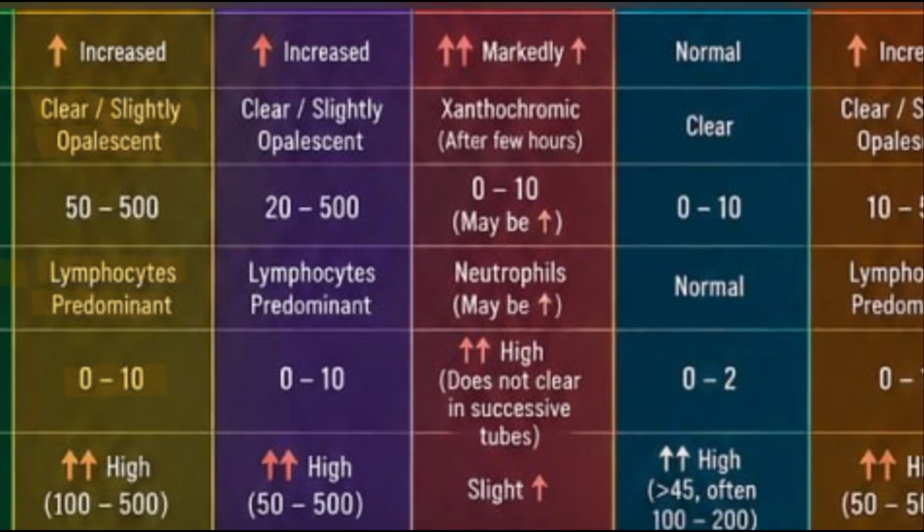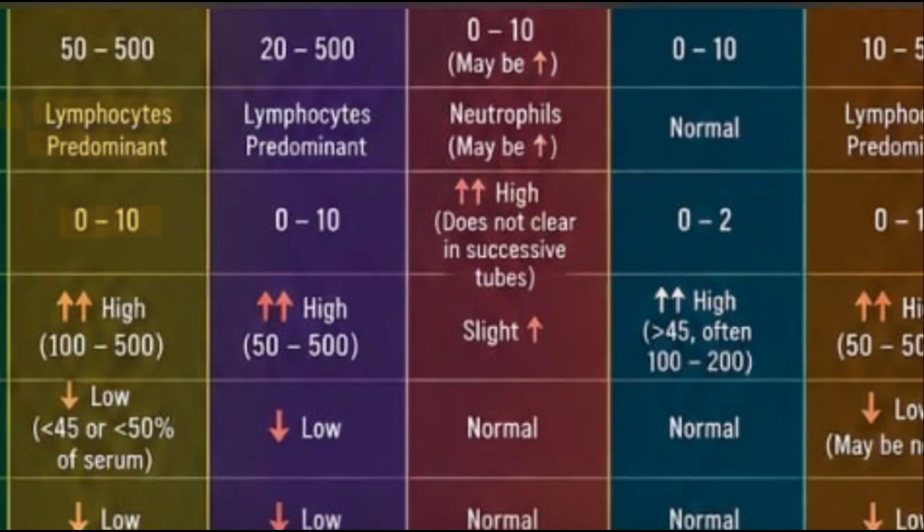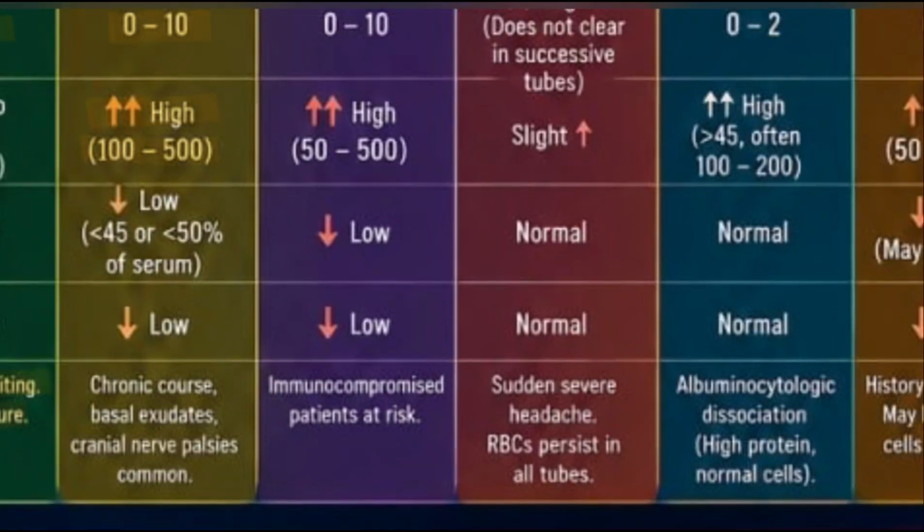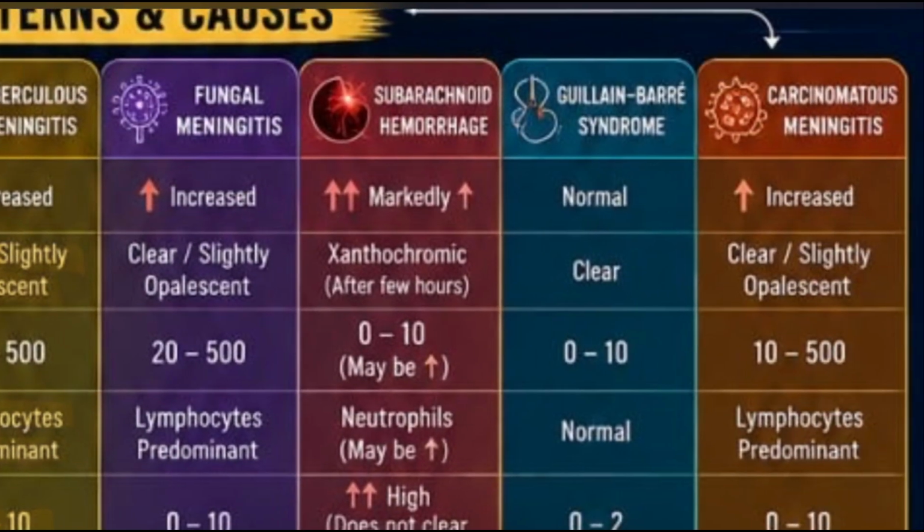The RBC will be 0 to 10, and the protein will increase in tuberculous meningitis, increasing more, 100 to 500. The glucose will reduce, less than 45 or less than 50% of serum. Along with that, the chloride will reduce. In key points, the clinical features are a chronic course and basal exudates. In tuberculosis patients, cranial nerve palsy is the most common in tuberculous meningitis.